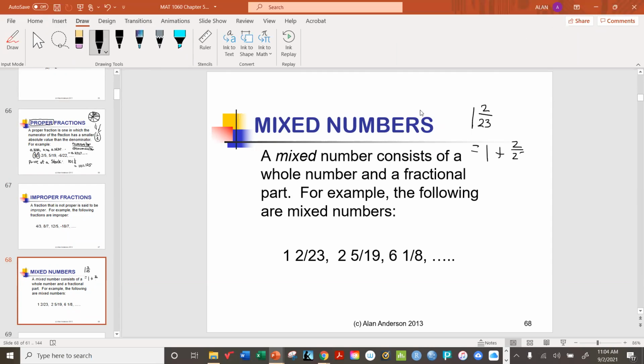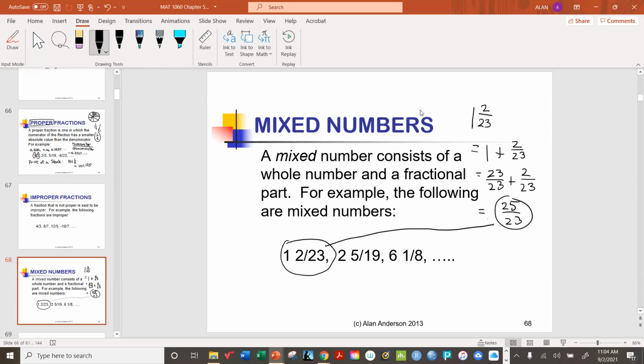And guess what you can do? You can always rewrite this 1 as an equivalent fraction. Let's try 23/23. Now these two numbers have a common denominator, and I can simply rewrite this as 25/23. So most of the time, if you have a mixed number, a mathematician at least would consider this to be sort of an awkward expression and would most likely convert it to a fraction like this.